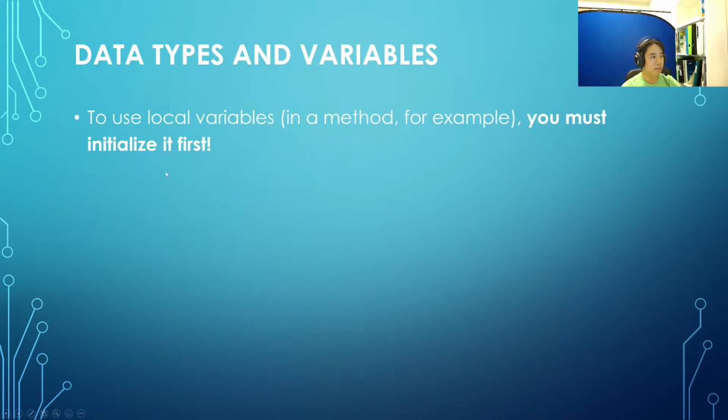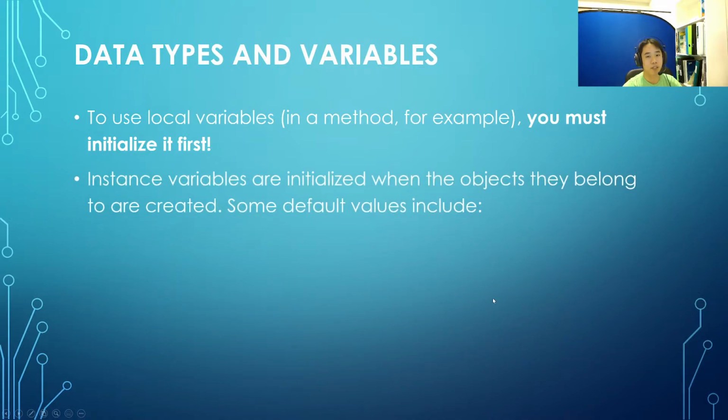So the difference with local variables is that to use a local variable, you need to initialize it first. So you have to assign it a value. Instance variables, however, those that belong to classes and structures, maybe. I think it's classes for now. Instance variables in classes are initialized when the objects they belong to are created. So, in other words, they do have defaults.